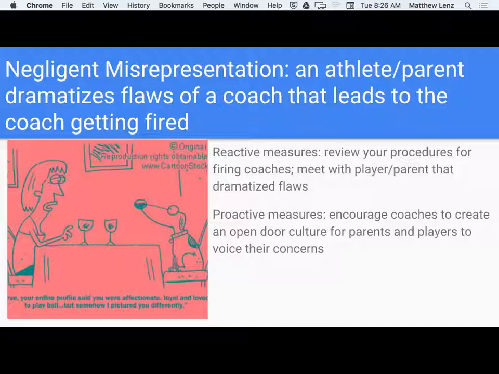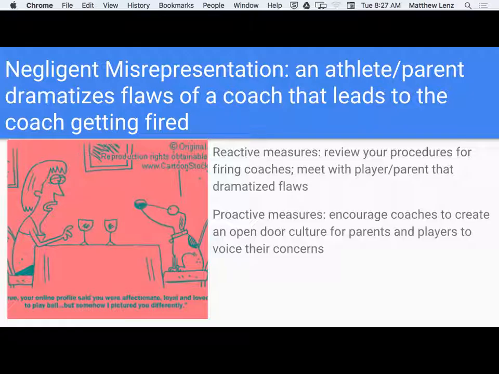Negligent misrepresentation. An athlete or parent dramatizes flaws of a coach that leads to the coach getting fired. If you're firing coaches because of parents, I think you need to review your procedures for firing. Meet with the player or the parent that dramatized these flaws. See if we can work something out here.